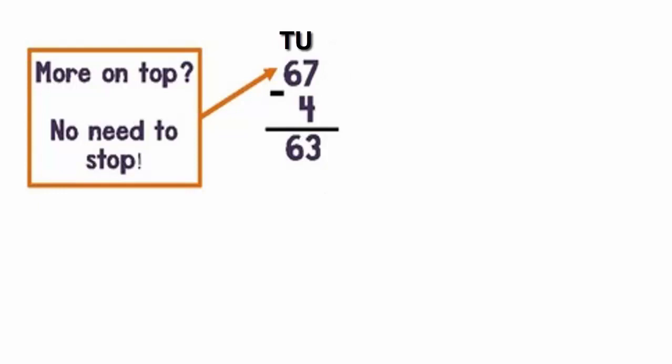Here in the given sum, number 7 and number 4 are in the units place. 4 is smaller than 7. So, 7 minus 4 is equal to 3. And in the tens place, 6 minus 0 is equal to 6. Hence, the answer for 67 minus 4 is equal to 63.